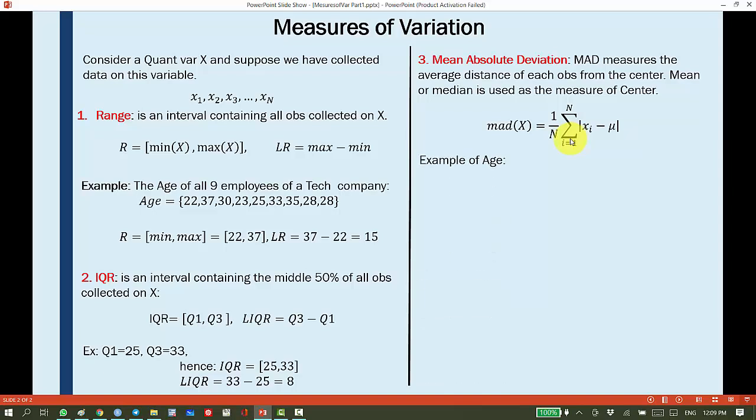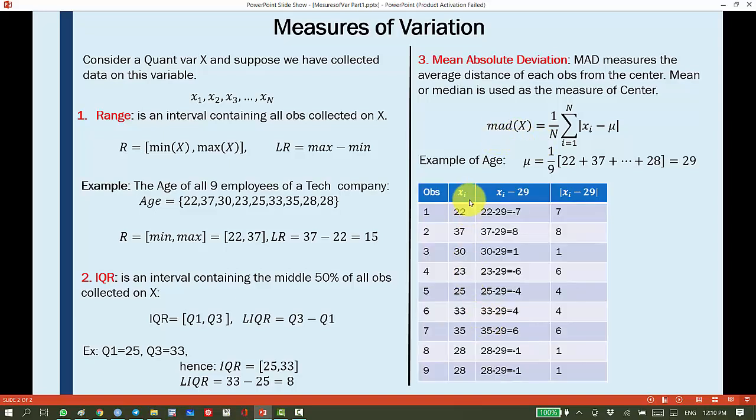Going back to the example of age, first of all, we find the mean, which is 1 over 9, the sum of all observations, which is 29 years. Then we use this mean in this formula to calculate the mean absolute deviation. In this table here, the observations are being listed here. Then mean is being separated from each observation, that is 22 minus 29, 37 minus 29, 30 minus 29, 23 minus 29, and so on and so forth.